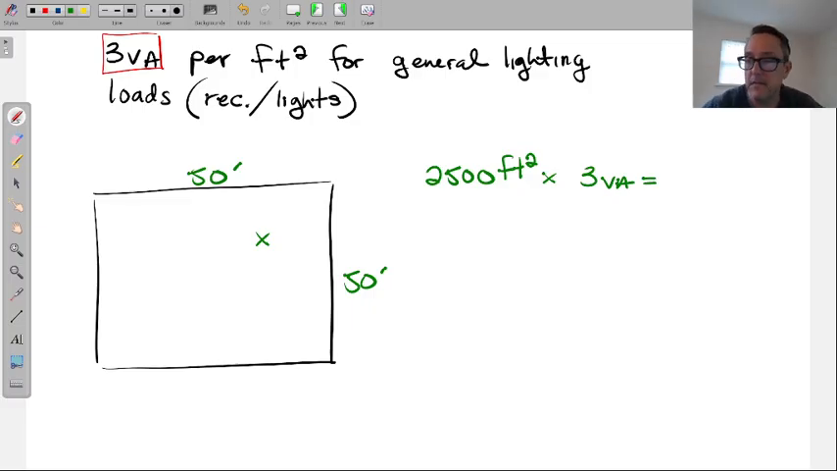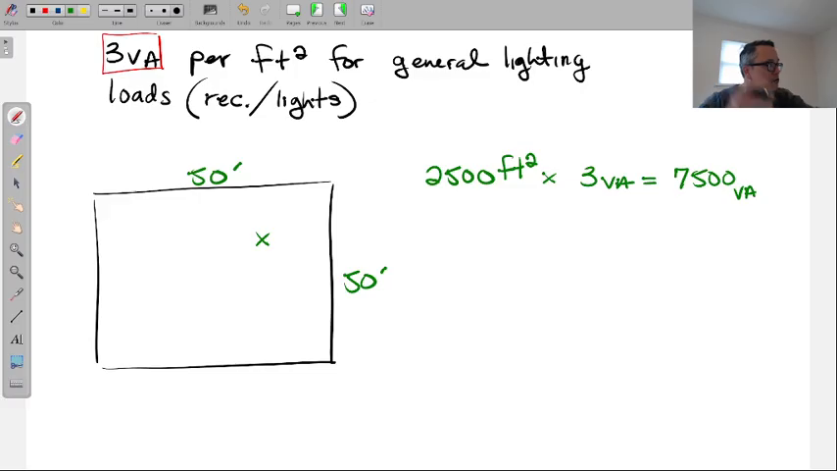7,500. Very good. 7,500 VA. So that's what the code book is saying. We can give minimum. We can always go bigger. We always just deal with minimums as we do our calculations. The wattage for that area is going to be set at 7,500 watts for that area.